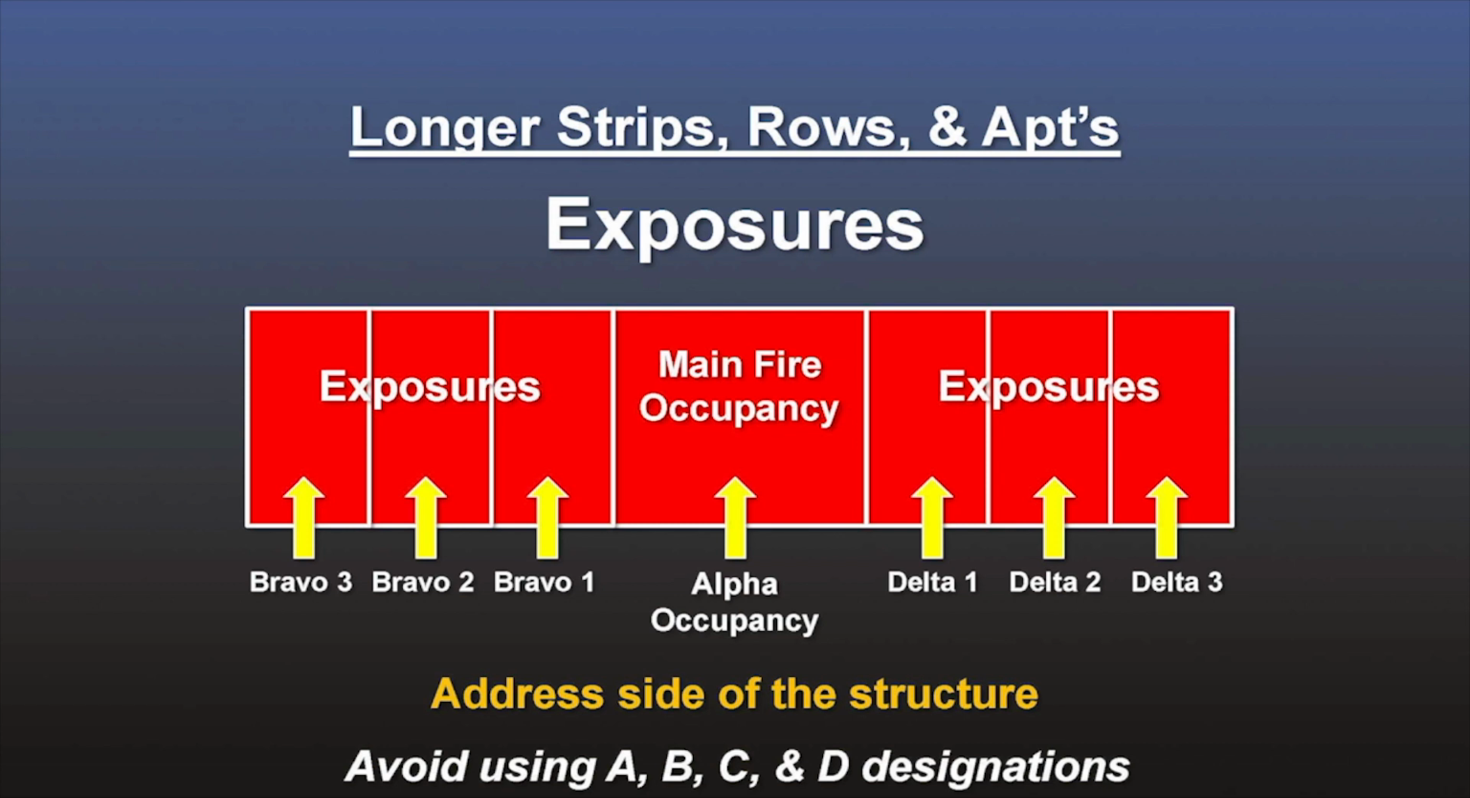We identify exposed structures to the main fire occupancy by the side they are on, starting with the closest. So if our main fire occupancy becomes the Alpha occupancy, the unit immediately to the left becomes Bravo 1, to the left of that becomes Bravo 2, to the left of that becomes Bravo 3. The same goes working toward the right of the main fire occupancy. You have your Delta 1, Delta 2, and Delta 3 exposures.